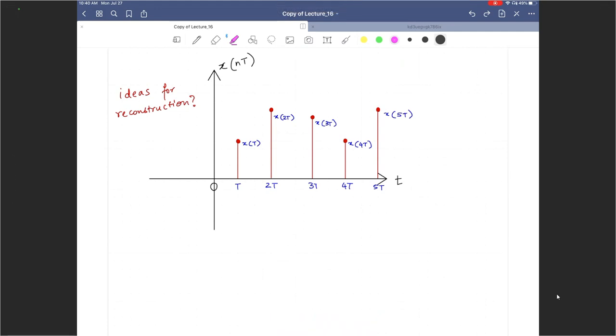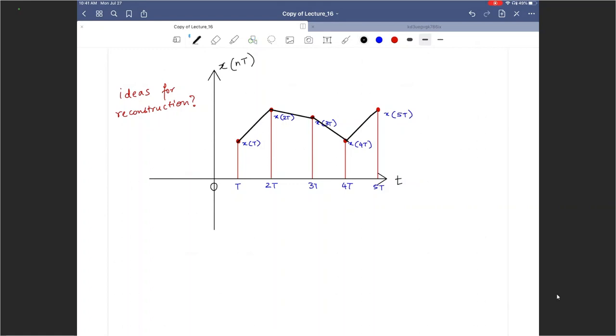The first idea, and probably the most obvious way to reconstruct the signal, could be to connect the dots together, right, linearly. So I would say, all right, fine, let's just connect them together, and that's my signal. That's my continuous signal. Maybe connect with straight lines, and connect, and connect, and that's it.